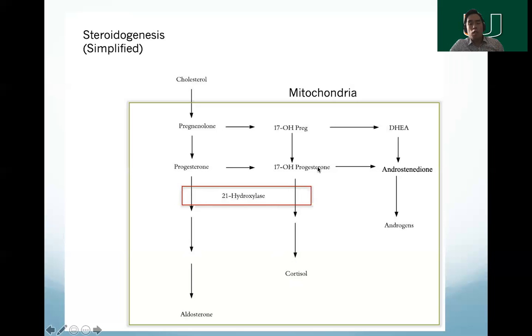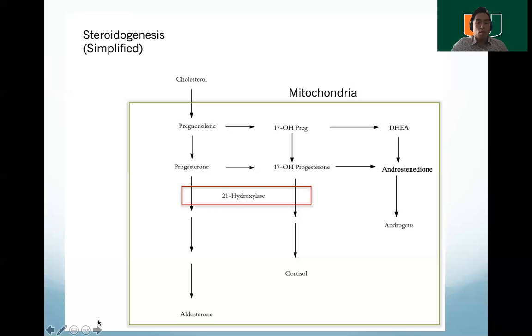Now, 17-hydroxyprogesterone can also be converted to the androgen pathway. Remember this, DHEA? The enzyme that adds the sulfate group to DHEA only occurs in the adrenal gland. Once it becomes sulfated, it becomes DHEAS, so it is very specific to the adrenal. Again, 21-hydroxylase blocks at this step.